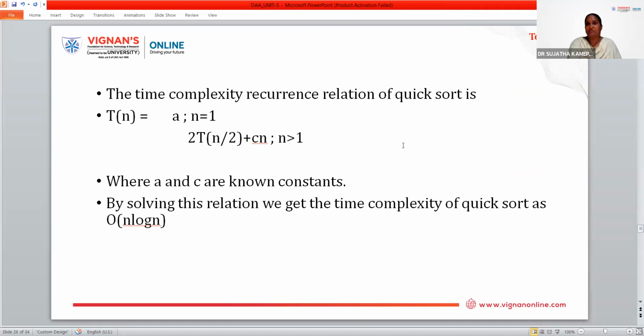Now, coming to the time complexity of quicksort, the time complexity can be represented with the recurrence relation. T of n is equal to a when n is equal to 1, 2 into T of n by 2 plus n when n is greater than 1. Where a and c are constants. By solving this recurrence relation, using any of the methods, we will get the time complexity as big O of n log n.